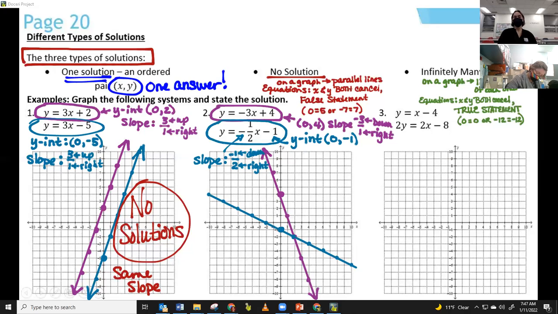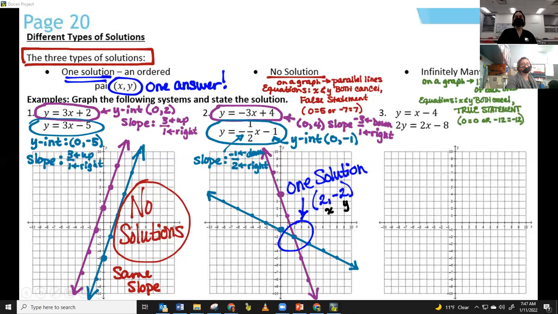How many solutions do I have here? How many solutions do you see on the graph? One solution. There is one point of intersection. That one solution is the ordered pair 2, -2. It has an x part and a y part to it, but it makes one point, one ordered pair.